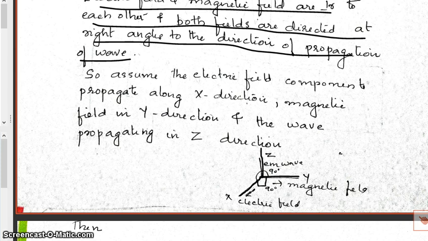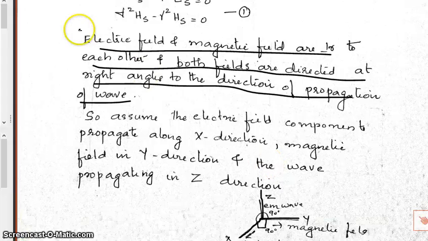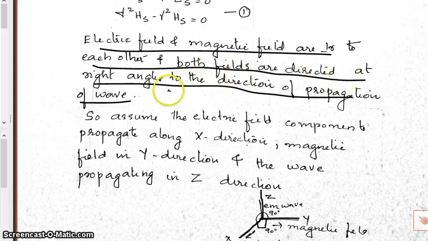You can take according to your convenience, but the only difference is there will be change in the unit vector in your expression, that's all. So here I repeat, I am taking electric field along x direction, magnetic field along y, and wave propagation along z direction. This is an important point. Electric field and magnetic field are perpendicular to each other and both fields are directed at right angles to the direction of propagation of wave.